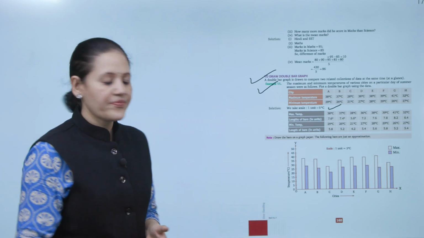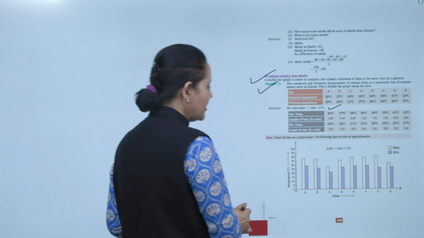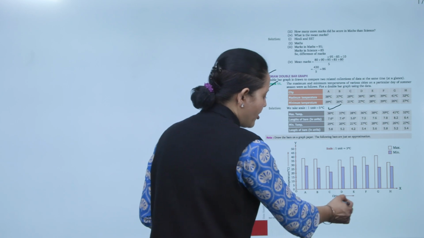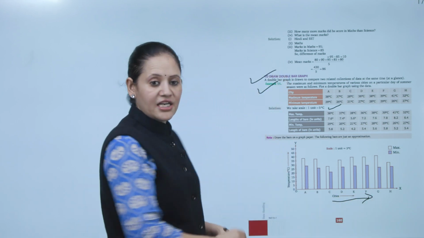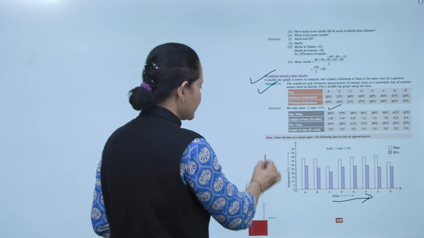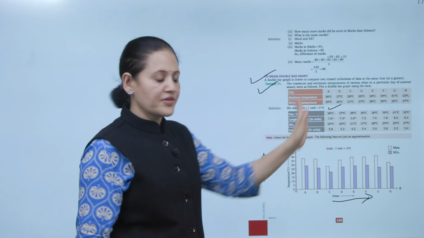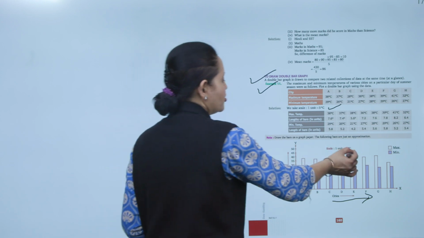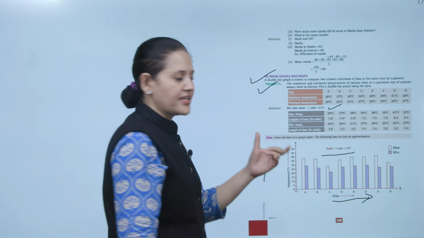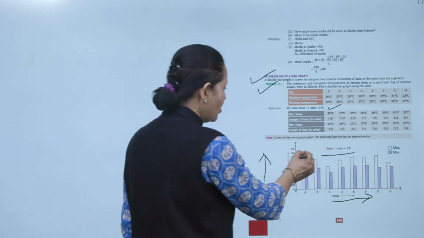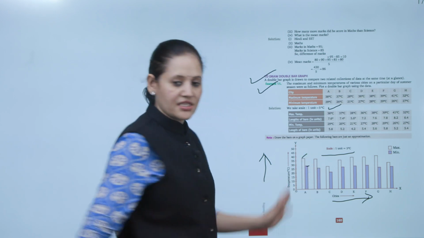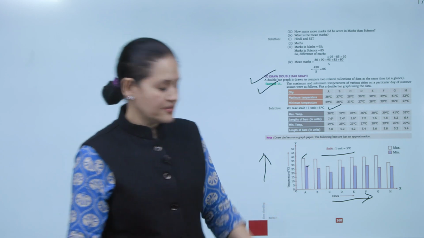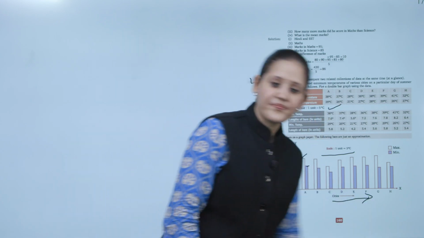Now we'll draw the bars on graph paper. Here on the horizontal axis we have taken the cities, and on the vertical axis we have taken the temperature in degrees Celsius. According to the given values and chosen scale, 1 unit equals 5 degrees centigrade. This bar will show the maximum temperature and this bar will show the minimum temperature. This is how we will draw the double bar graph.